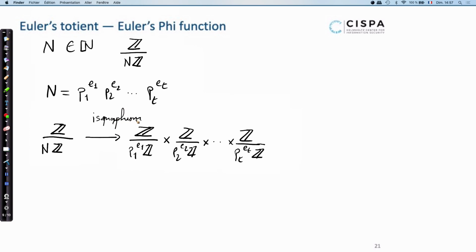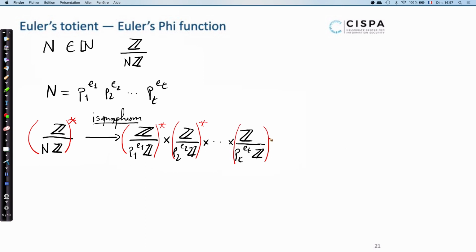It's an isomorphism of rings. Okay, and now this isomorphism of rings is doing something very nice. It is inducing an isomorphism of groups between the multiplicative group here and all the multiplicative groups there.